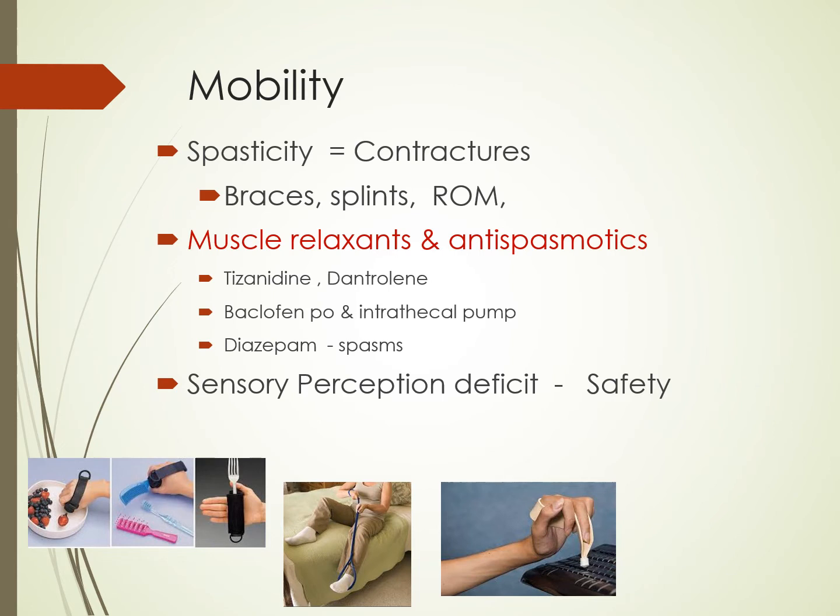With upper motor neuron injuries, we'll have a lot of contractures. So there'd be braces, splints, range of motion, things to help with the spasticity. Many times muscle relaxants and antispasmodics can be really helpful. Tizanidine, dantrolene, those are muscle relaxants. You don't want to stop them quickly. They can be helpful. Baclofen can be taken PO and intrathecally.